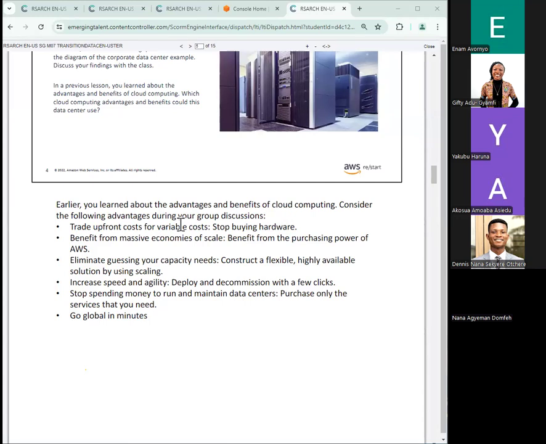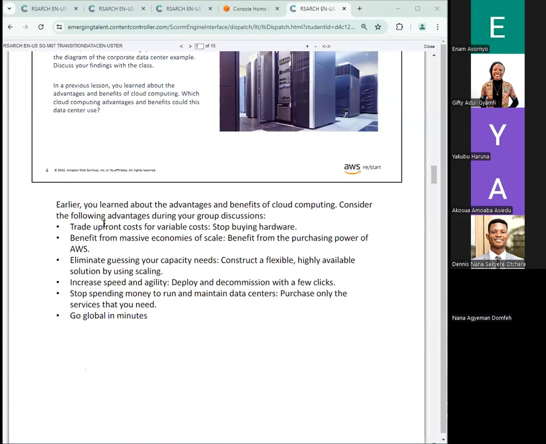for variable costs. When we talk about variable costs, it varies, pay as you go. Whenever you feel like you need 10 servers in your setup, then you pay for only 10 servers. When you feel like you no longer need those 10 servers, you can always terminate or destroy them. So that's variable cost. You are just paying for what you use.